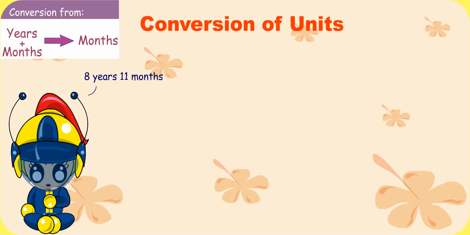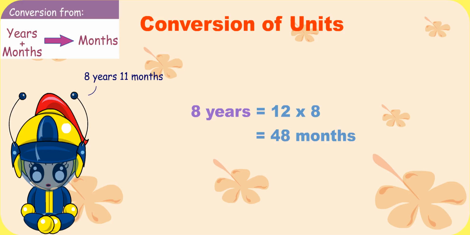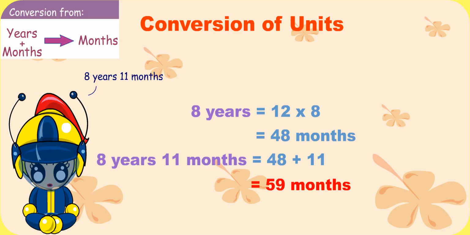Okay, I am 8 years 11 months old. To find how many months is 8 years, I take 12 months times 8. I get 48 months and then I add the remaining 11 months to it. Voila! I am 59 months old. Saying your age in months makes you sound mighty old.